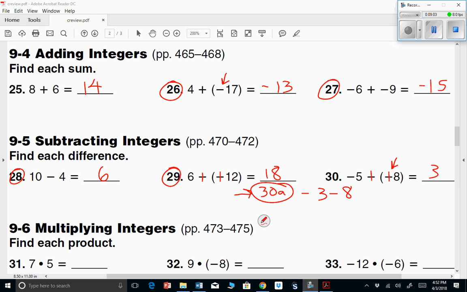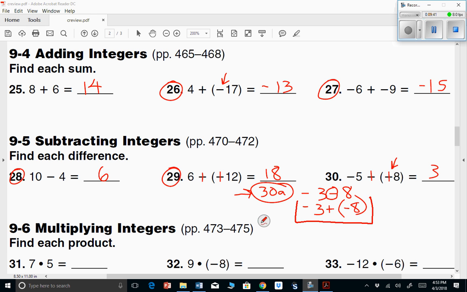Here is an additional problem for you. Number 30A is -3 minus 8. We recognize that it is a subtraction problem involving negative numbers, and so we refuse to do it. We change it to an addition problem. The steps are: copy the first number, change the minus to a plus, and then change the sign of the second number. So we're saying that -3 minus 8 will give us the same answer as -3 plus -8, but we have rules for adding integers.